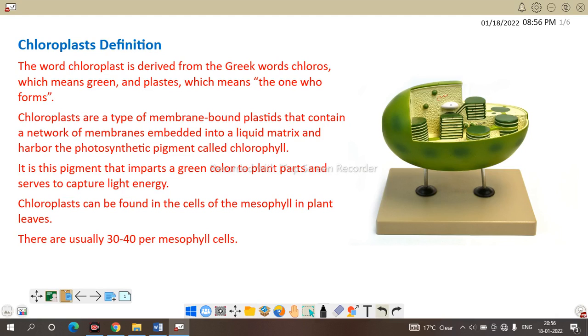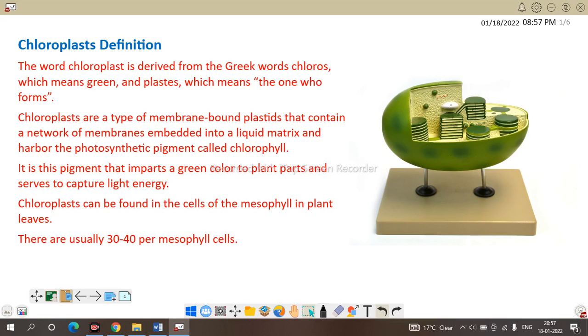In this video we are going to discuss chloroplast, structure and parts of chloroplast, and function of chloroplast. The word chloroplast is derived from the Greek word chloros, which means green, and plast, which means the one who forms.